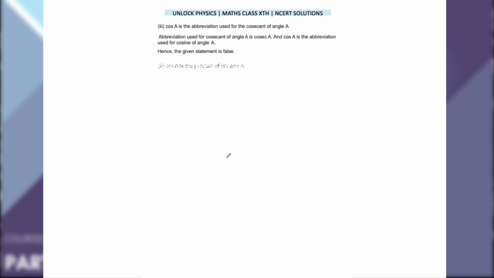Looking at the fourth part of this question. Cot A is the product of cot and A. We know that this is absolutely wrong. Cot A is not the product of cot and A. It is the cotangent of angle A. Hence the given statement is false.